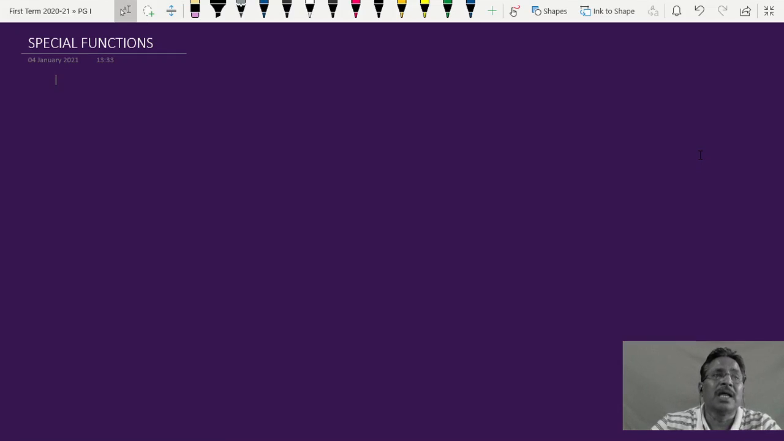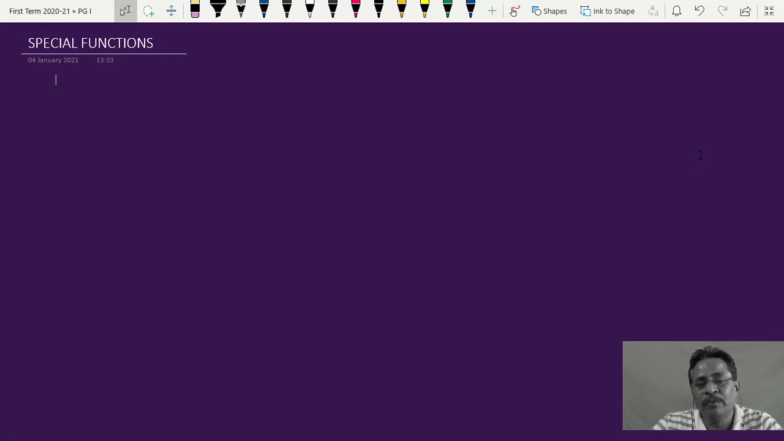Apart from that, there are certain functions which are specifically used for a particular purpose, depending upon the problem of physics, the mathematical requirement, or the physical situation. We are needed to use some specialized functions, some very special functions, and such functions are called special functions. So I think you might have understood what I want to say about this.